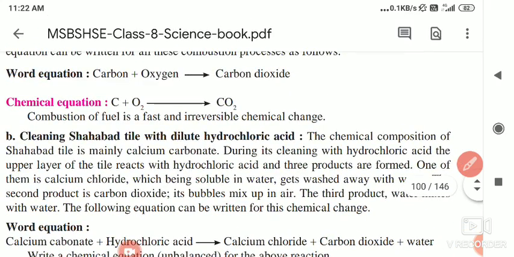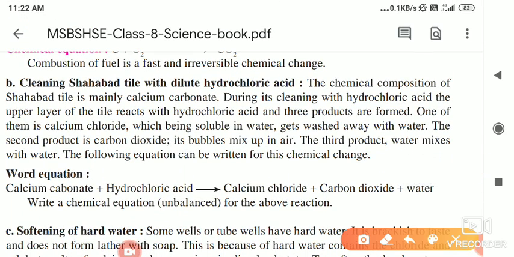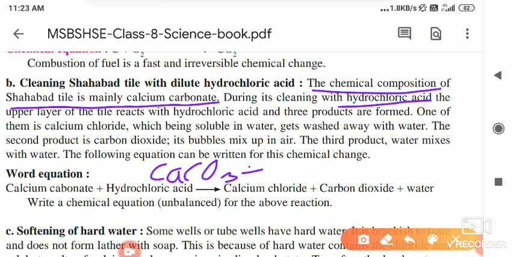Second example is the cleaning of Shahabadi tiles by using dilute hydrochloric acid. The chemical composition of Shahabad tile is mainly calcium carbonate, that is CaCO3. During its cleaning, when we add hydrochloric acid, that is HCl, the upper layer of the tiles reacts with the hydrochloric acid and three products are formed.